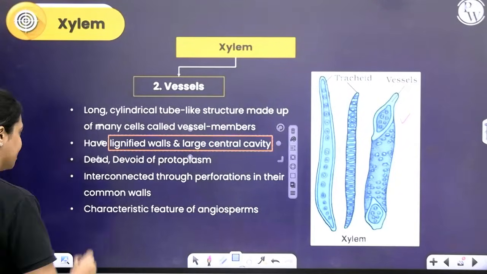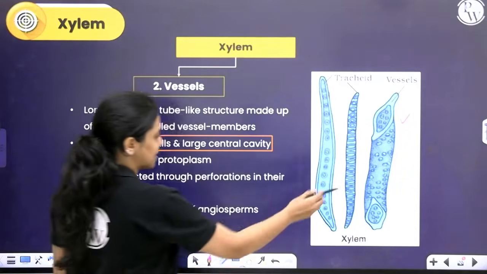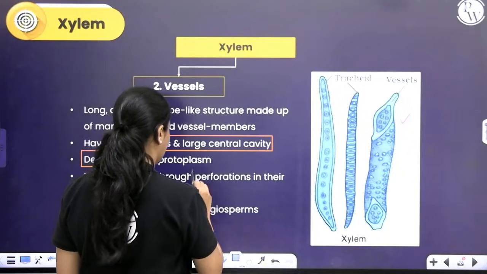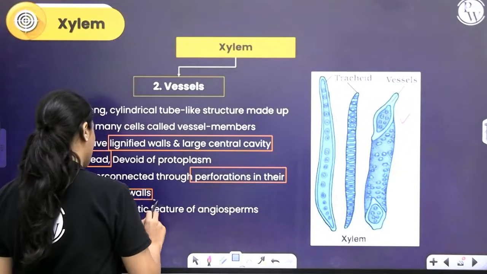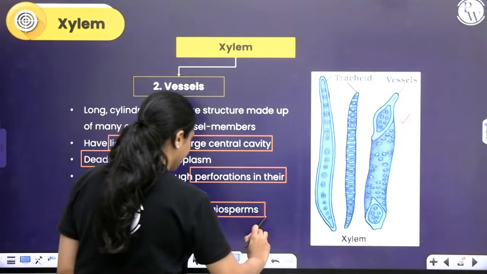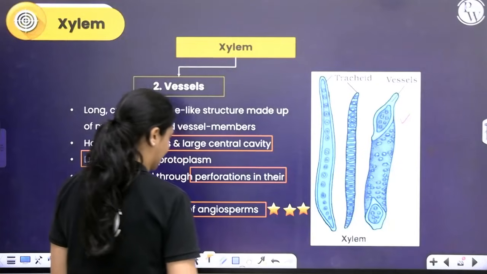They are dead. They do not have any protoplast at maturity. This cell and its next cell are connected through perforations in their common walls. Perforations means pores. Okay, so remember this. This is a characteristic feature of angiosperms. You don't find this in most gymnosperms. Exceptions are there, you don't have to worry about it.